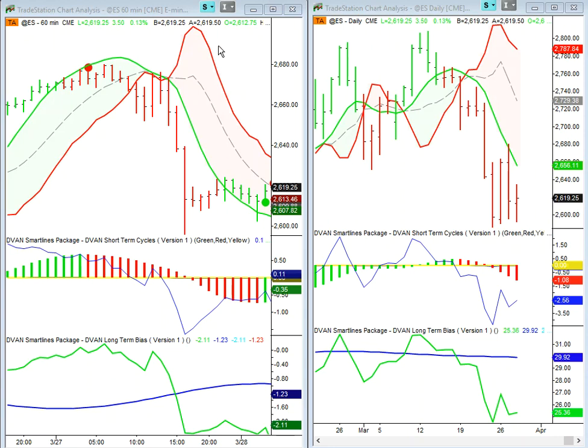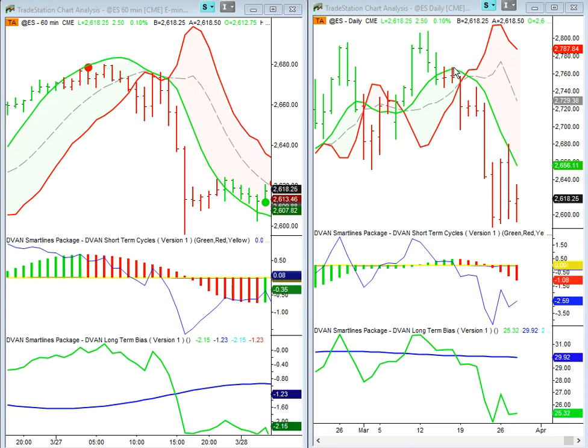I wanted to go over one important aspect of our SmartLines and of the package, and how a lot of users and ourselves look at the indicator package and the studies to develop ideas throughout the cycles. Obviously, we've been in a selling cycle, as you can see on the ES, for a number of days, with the volatility coming back in.